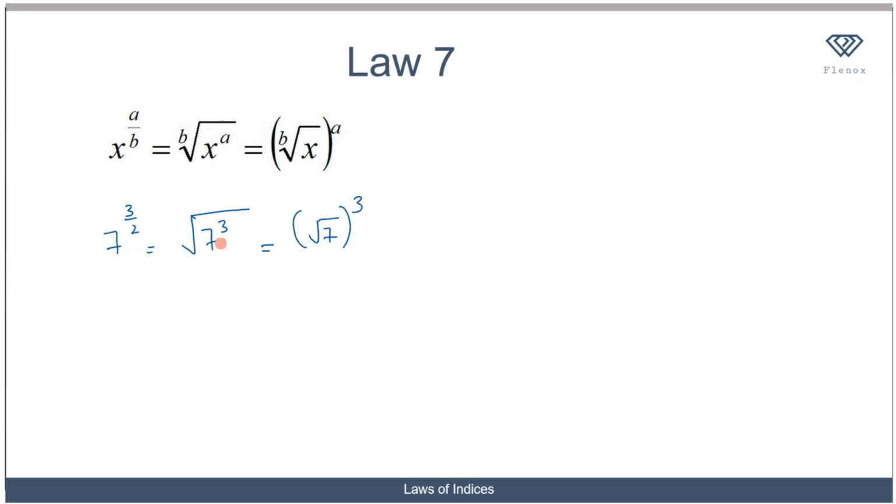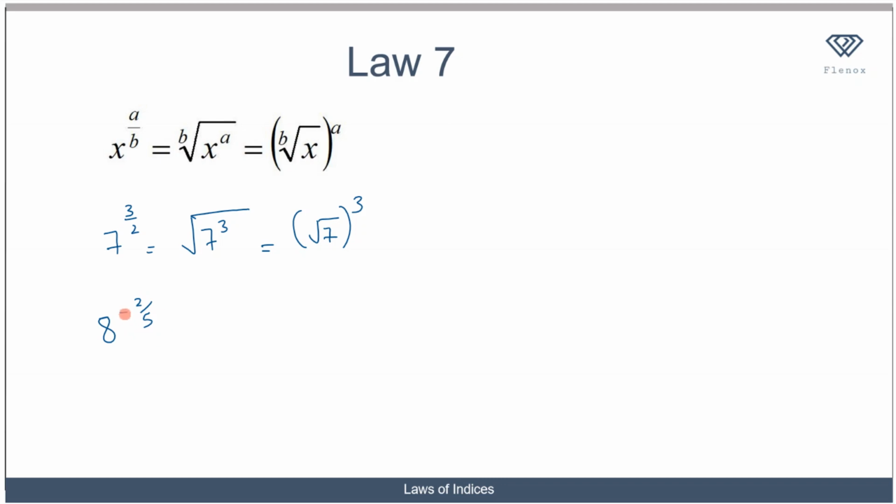So this is equivalent to this. Any form you choose to write it, it means the same thing. So that is what it means. So for example, let's say I give you an example and I say, okay, find 8 raised to the power minus 2 over 5.